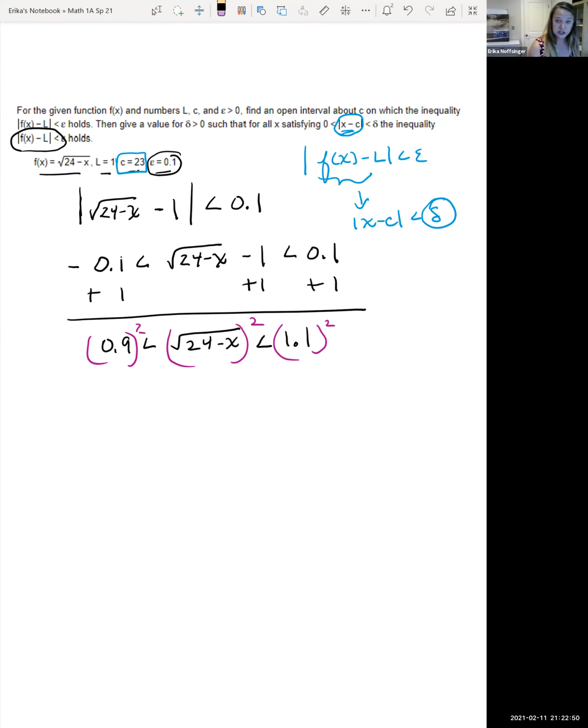Squaring is not going to change the inequalities. So 0.9 times 0.9, I kind of ignore the decimal for a second. 9 times 9 I know is 81. I need to move now the decimal over 2 spots. So this is going to be 0.81 is less than, well, we squared the radical so we could get what was underneath, 24 minus x, is less than 1.1 quantity squared.